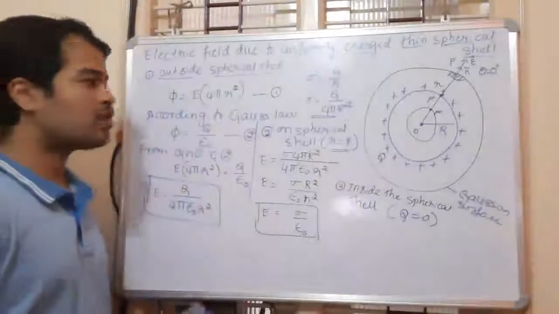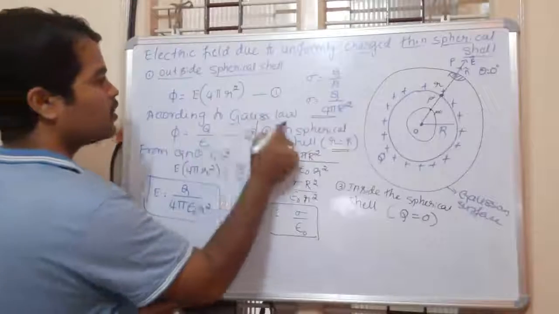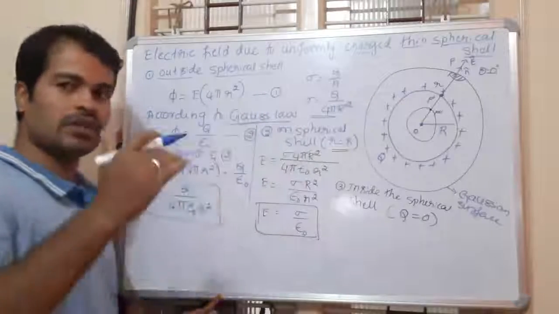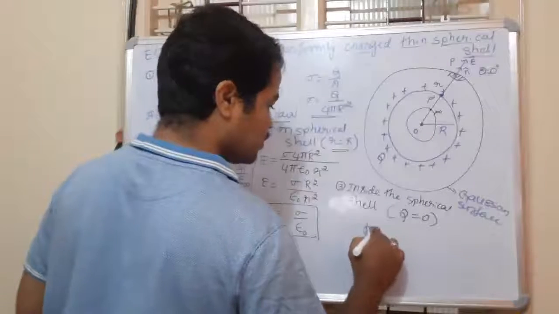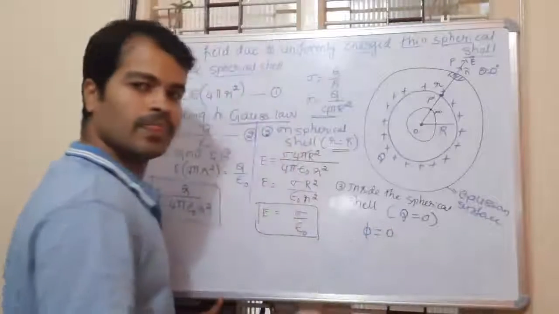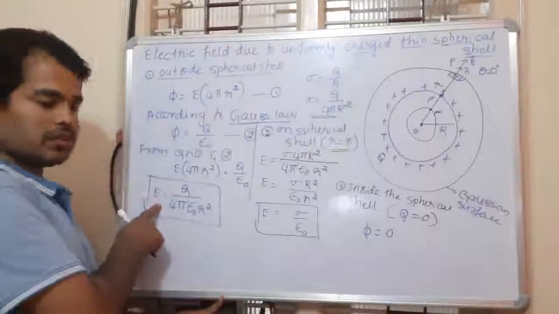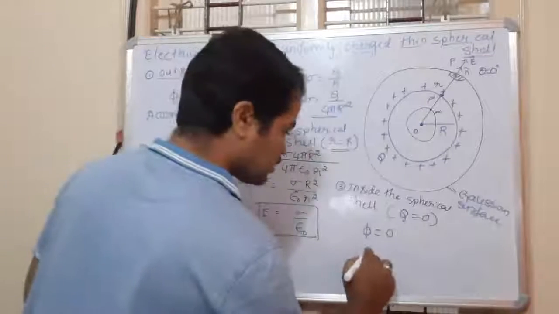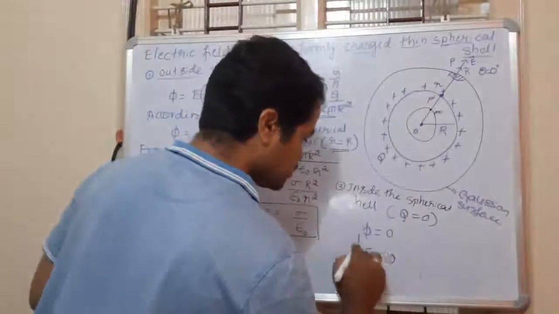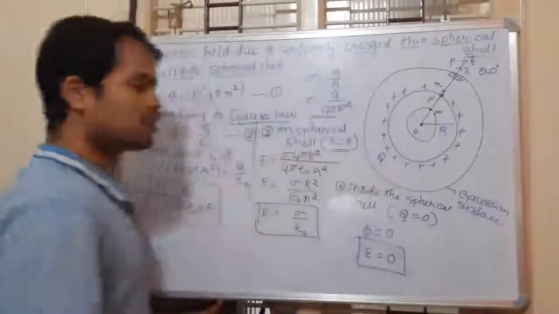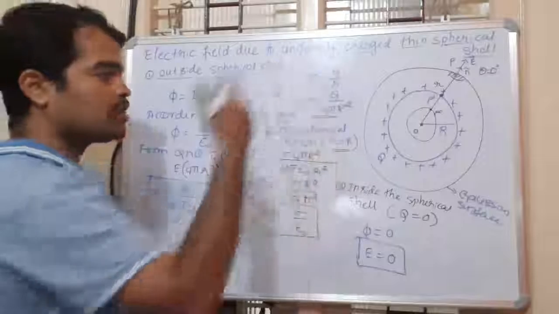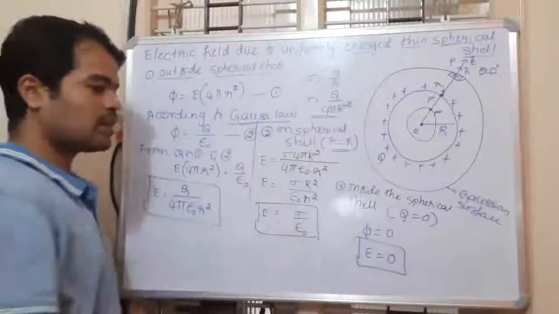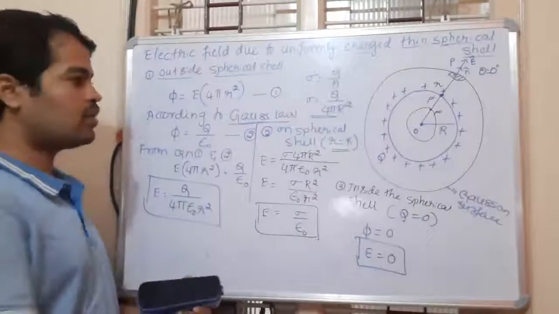According to Gauss law, we only need to consider the charge enclosed inside. Inside there is no charge, so the electric flux is 0. If you put Q equal to 0 in this equation, then the electric field inside is also 0. So these are the three cases: on the surface, outside the surface and inside the surface. These are the three applications of Gauss law.